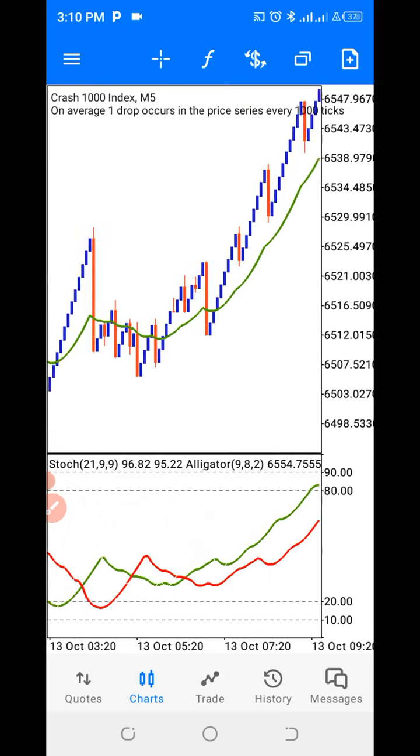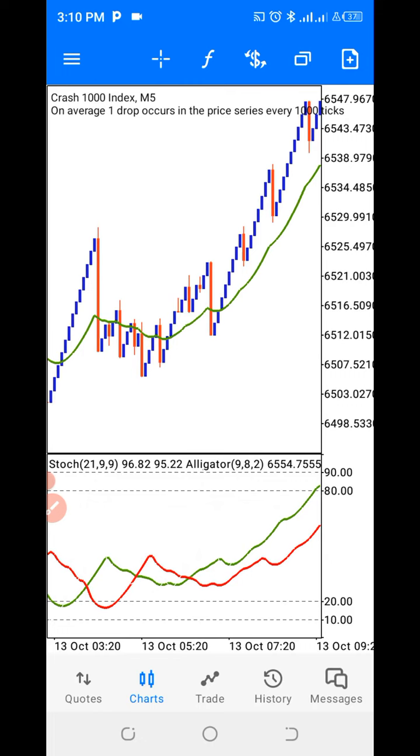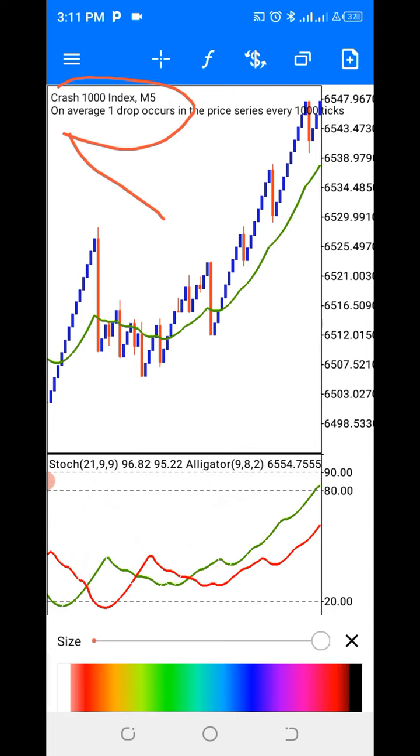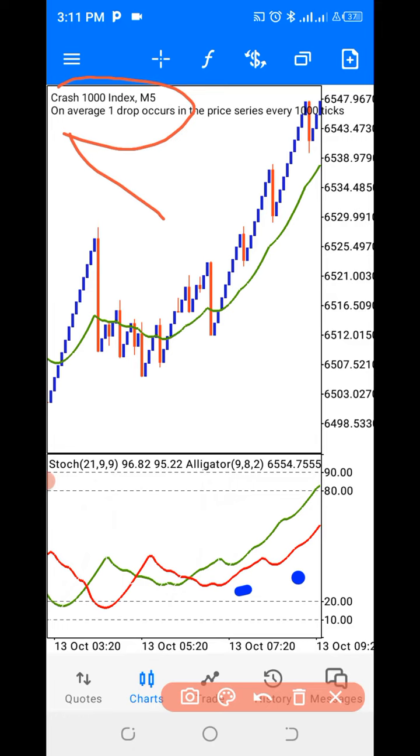So basically what we'll be doing is that, you see this green moving average, right? This green moving average has to cross this red one up. Let me use another color, let me use blue. Okay. So obviously you need to wait for this green moving average here and this red moving average.